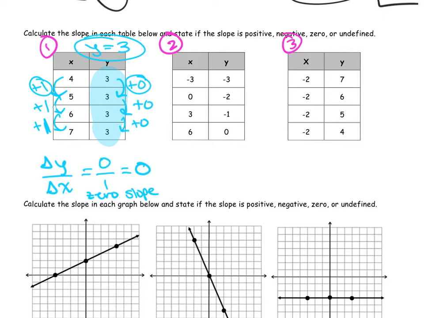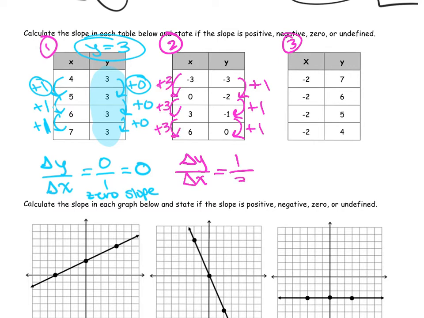For the second one again, we want to see what's the change in y. Are they all going up by the same amount? And they sure are. We're adding 1 each time. So we have the change in y over the change in x. The change in y is 1, over, what are my x values going up by? They're all going up by 3.